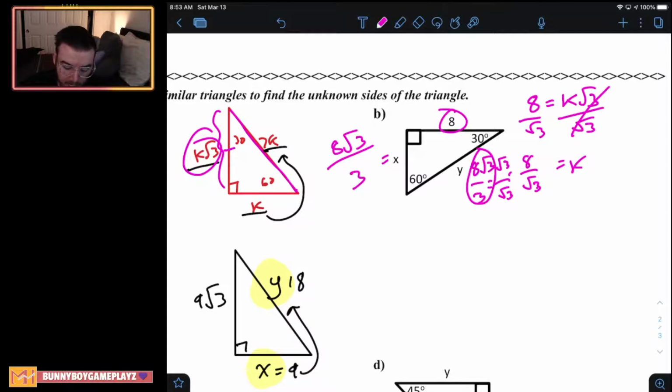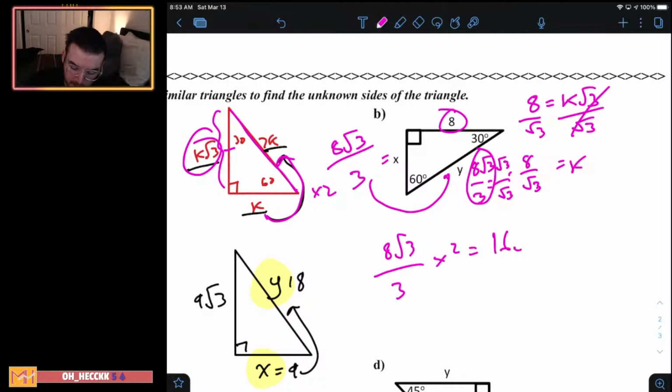You still double it to get the hypotenuse. So when I double 8 root 3 over 3, I end up with 16 root 3 over 3 for y. I know it looks messier, but it's still following the pattern.